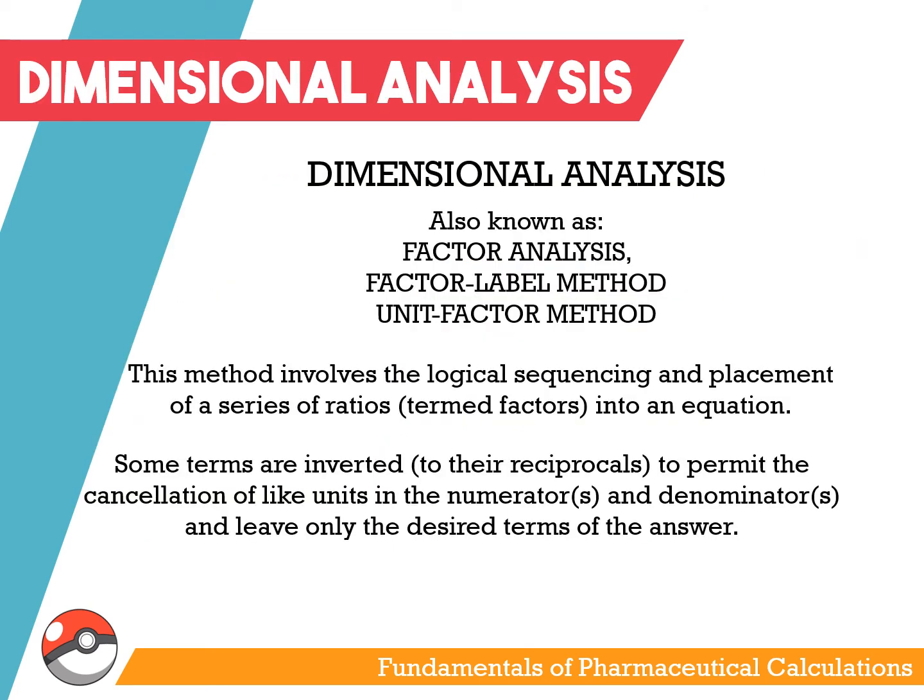One of the foundations of pharmaceutical calculation is dimensional analysis. It is also known as factor analysis, factor label method, or unit factor method. It involves the logical sequencing and placement of a series of ratios into an equation. Some terms are inverted to their reciprocals. I've told you about finding the reciprocals. You just exchange the numerator and the denominator. This is done to permit the cancellation of like units in the numerators and denominators and leave only the desired terms of the answer.